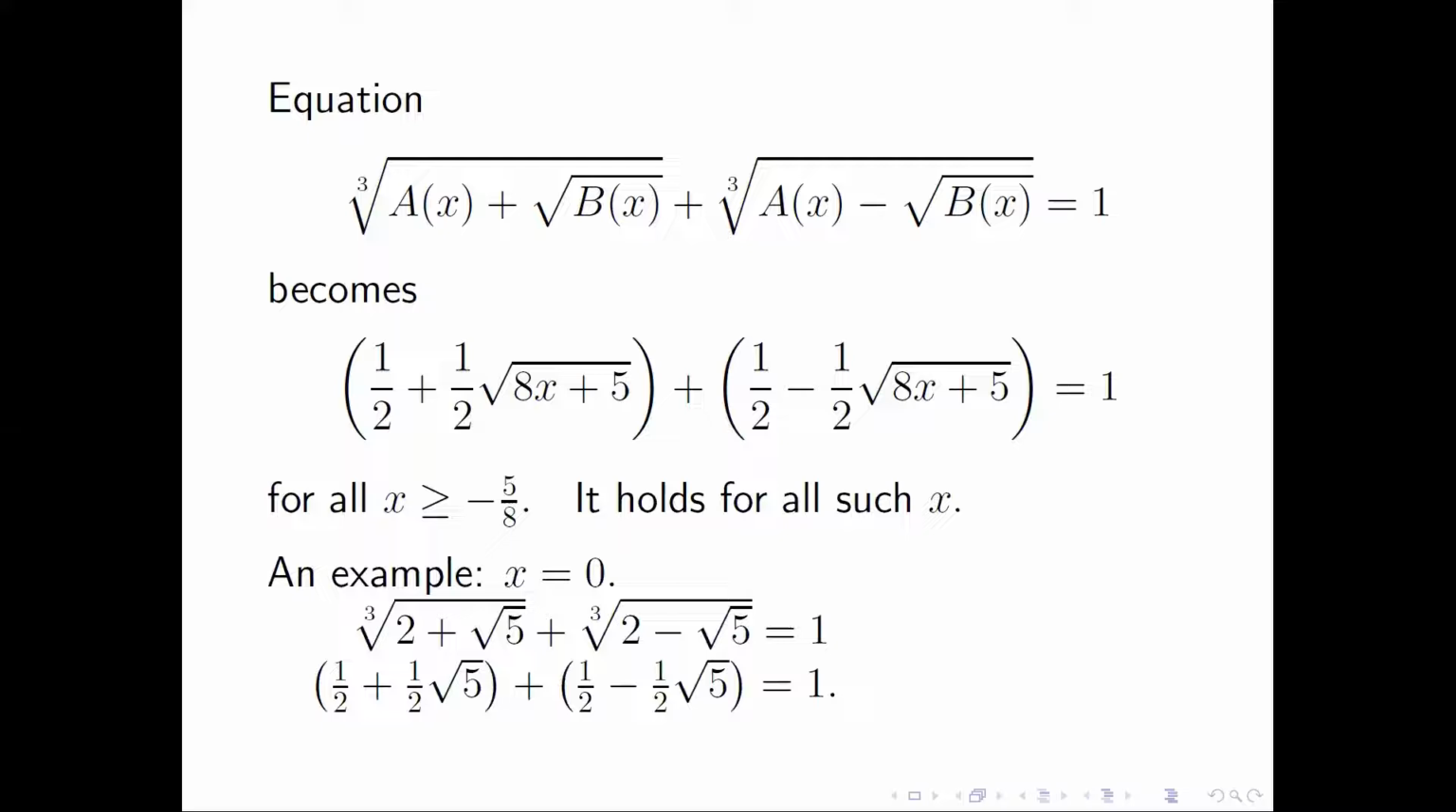In other words, the first cubic root is actually 1/2 plus 1/2 times square root of 5, which is the golden ratio. So we not only prove the identity, we actually find the simplifications of all cubic roots.